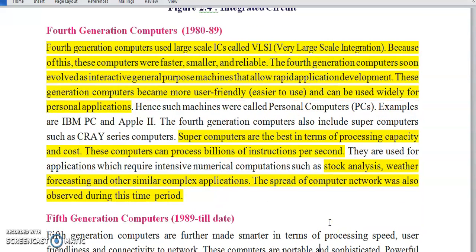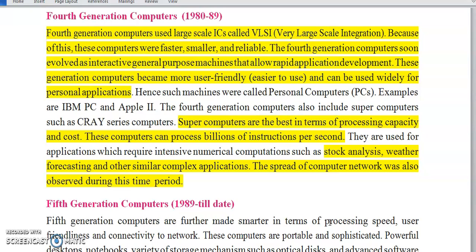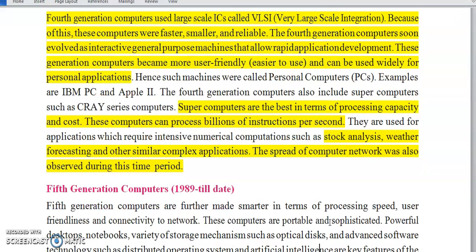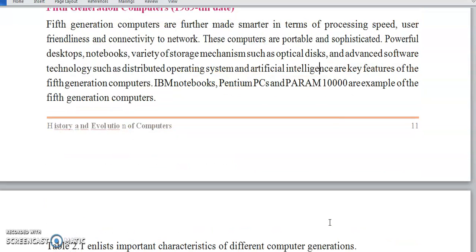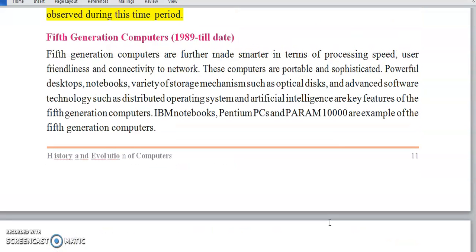What is meant by weather forecasting? Usually from the weather department we know that in the next 24 hours heavy rain will come, or any type of information they get from a supercomputer. Due to that, the computer is always active. So for this type of forecasting, they use supercomputers. Now today we start our fifth generation computers.